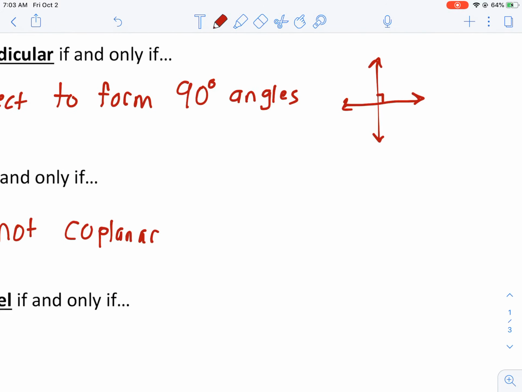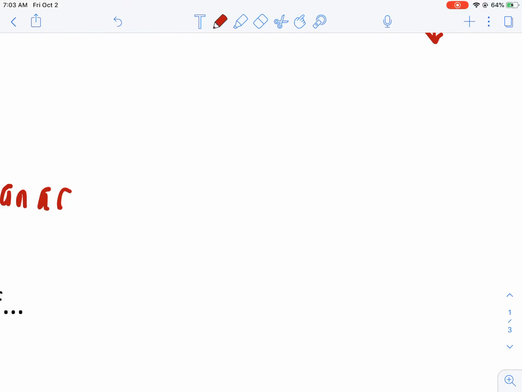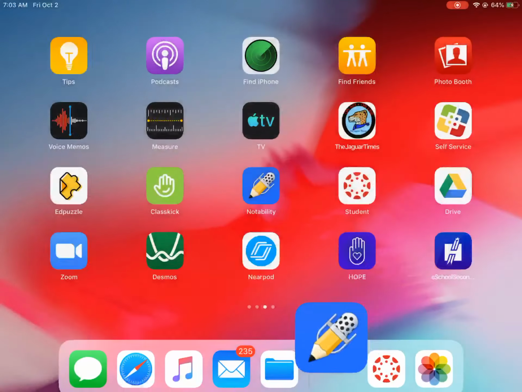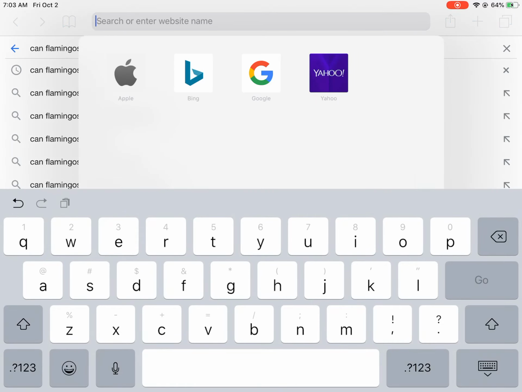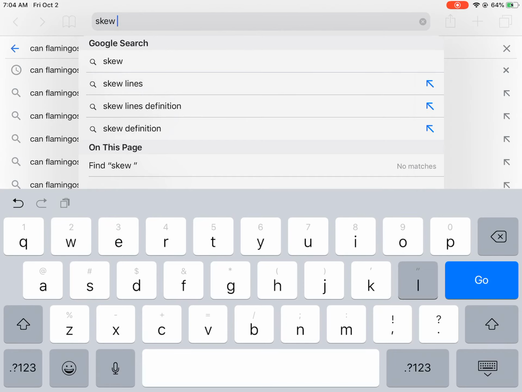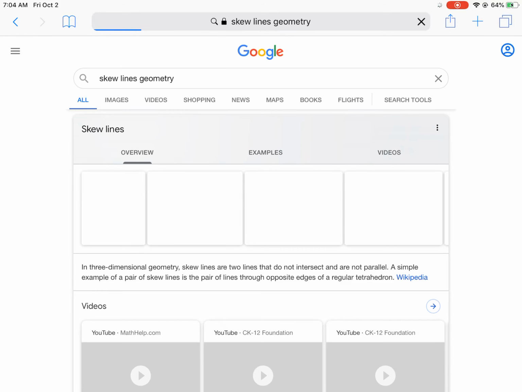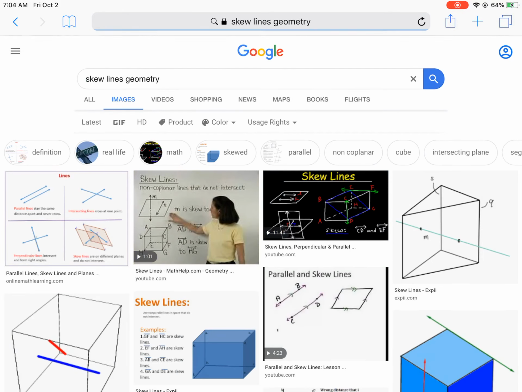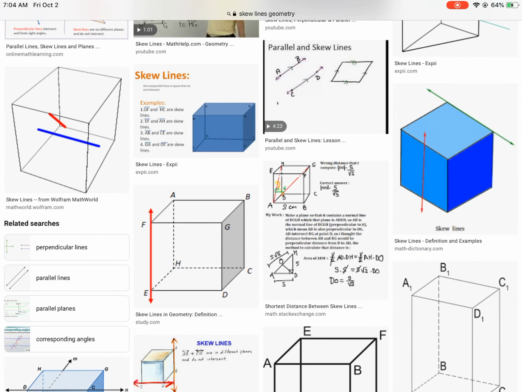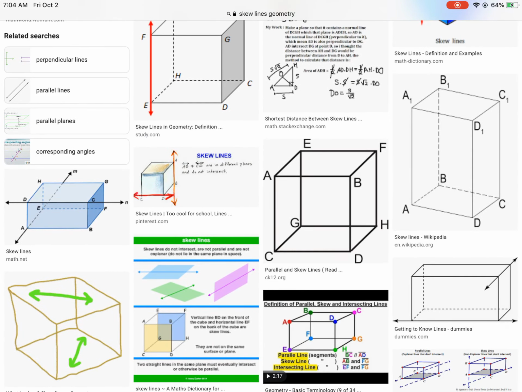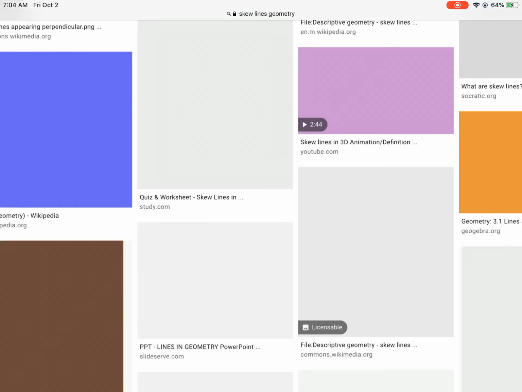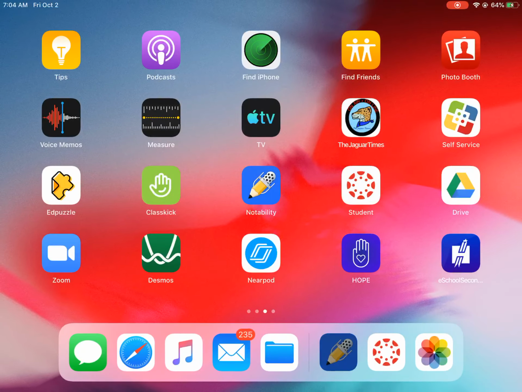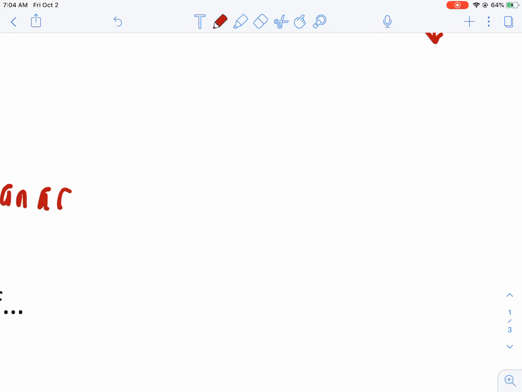Now, I'm going to try and draw this. Let's see. Actually, no. Let's just look this up. Skew lines. Geometry. Can we get a good picture? No, these pictures are bad. Okay, all right, never mind. I'm going to try and draw one. Let's see if we can do this.